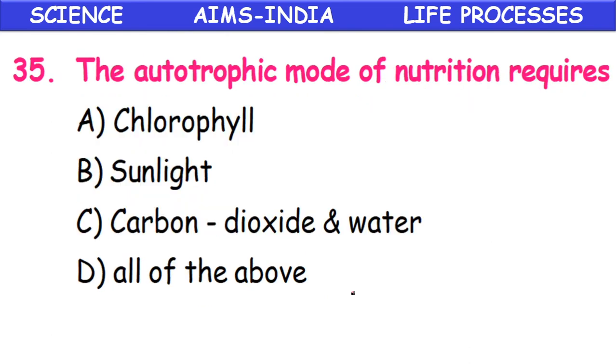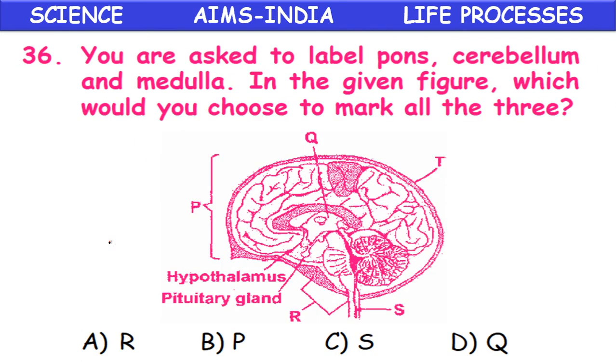The autotrophic mode of nutrition requires chlorophyll, sunlight, carbon dioxide and water, all of the above. So autotrophic nutrition, photosynthesis, requires all: chlorophyll, sunlight, carbon dioxide and water.